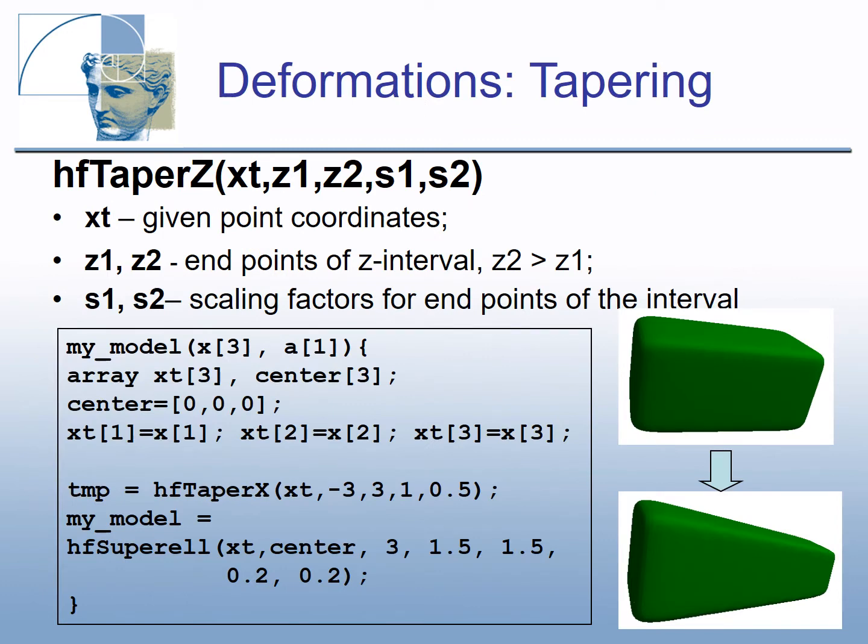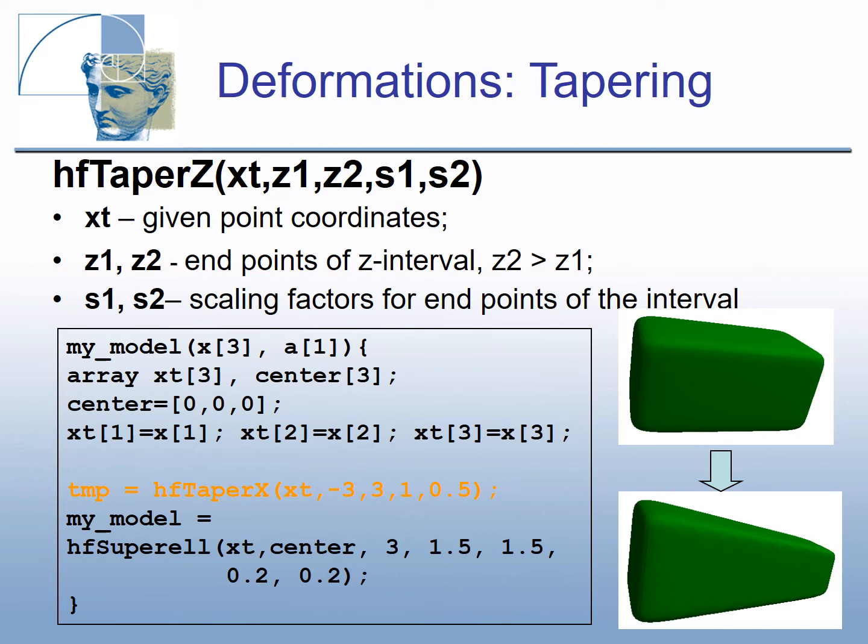Deformations or nonlinear transformations are also space mappings, and they also modify the input point coordinates. The tapering operation is an extension of scaling, where the scaling factor changes linearly on some specified interval. See the following line in the given example. It defines that scaling is applied along the axis x on the interval from -3 to 3. At the beginning of the interval, the scaling factor is 1, and at the end it is 0.5.